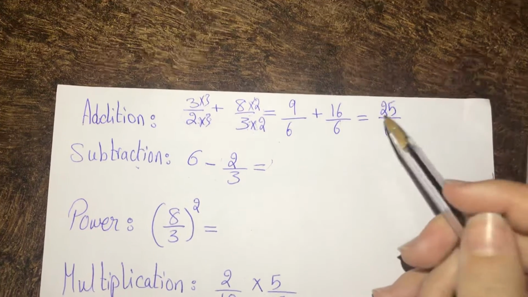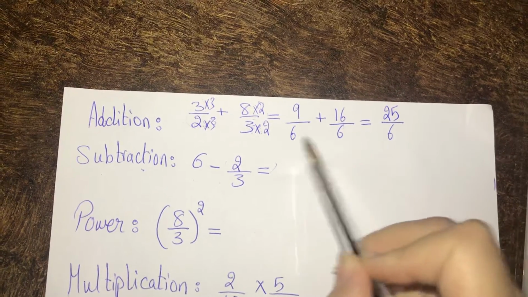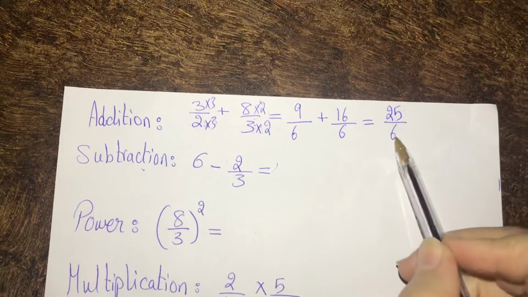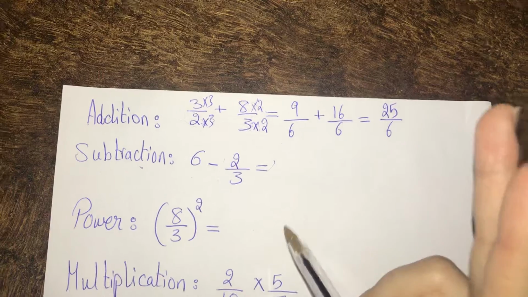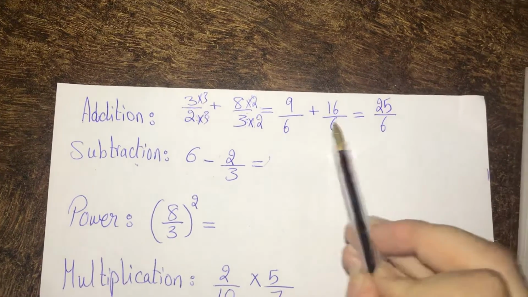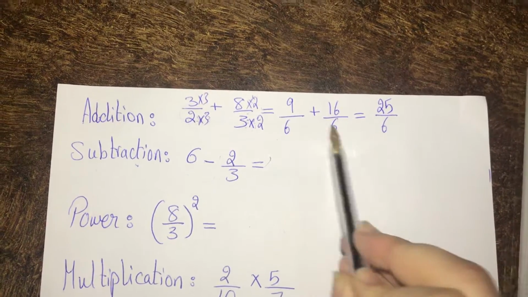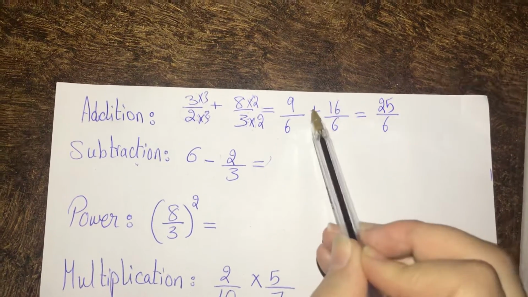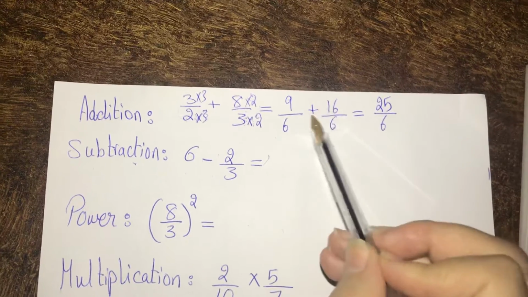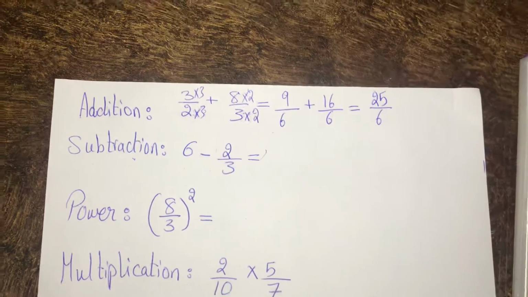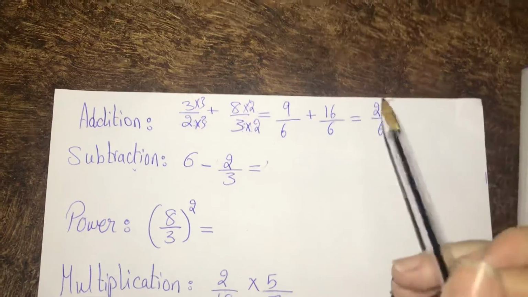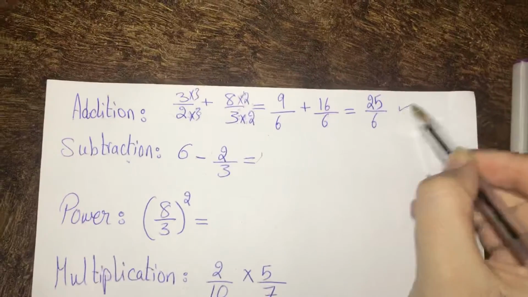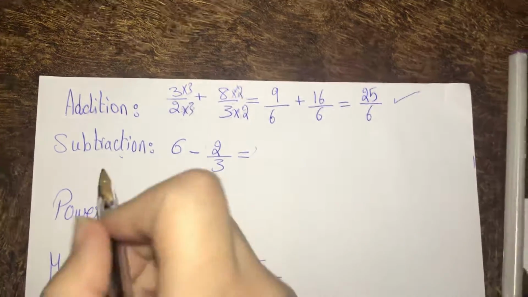6. Okay, then the denominators are the same, so you have to put 6, not 6 plus 6. No, you should put just one 6 since the denominators are the same. Then the numerators you can add or subtract as the operation was given. So 9 plus 16 is 25, and the result is done.